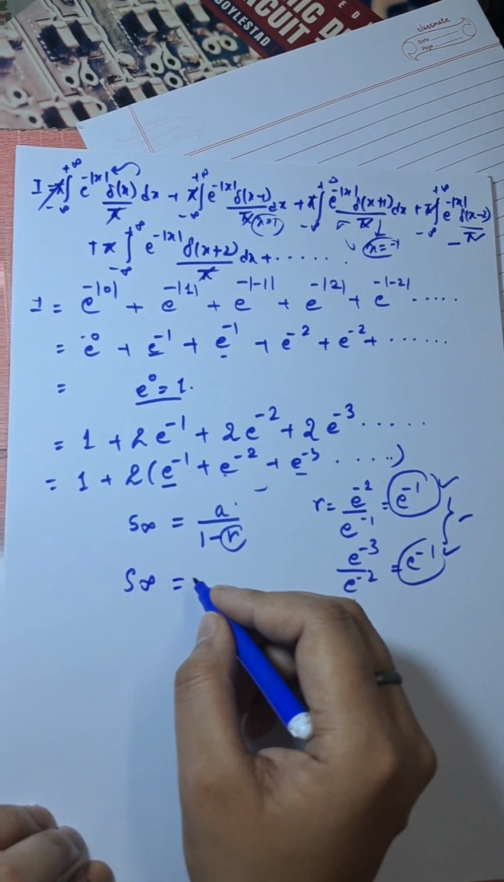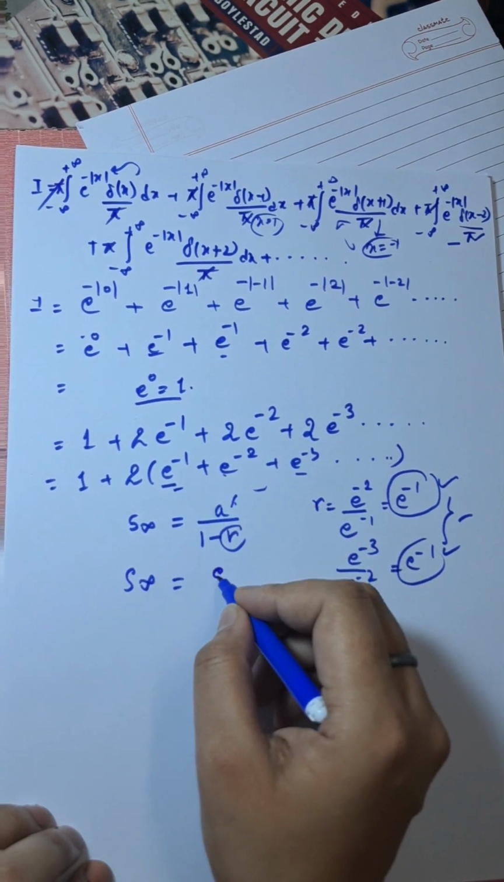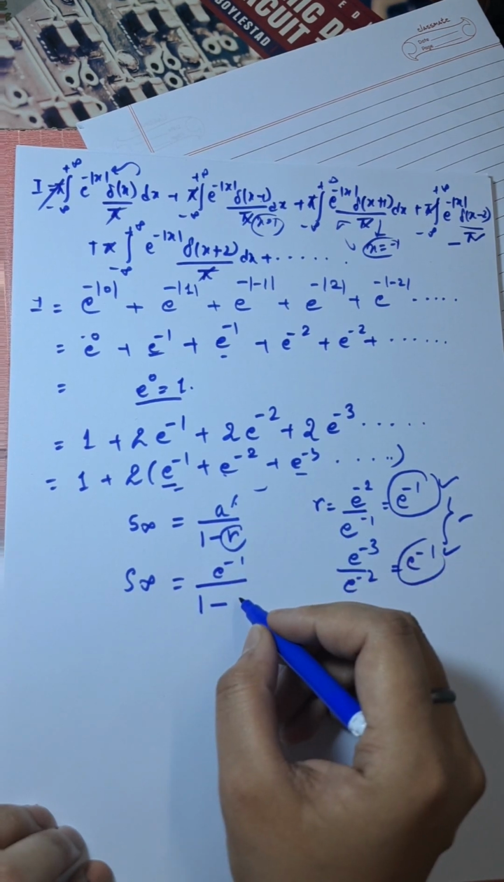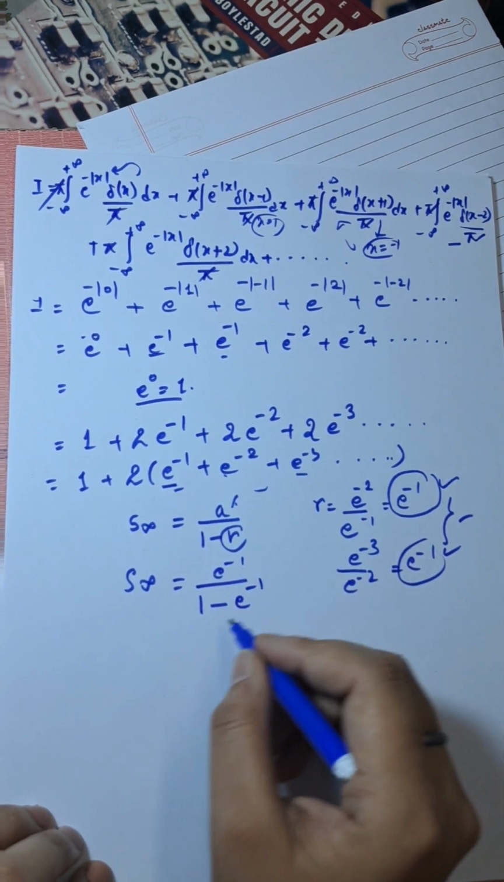So let us find the sum of this infinite series. First term upon 1 minus the ratio, that is e to the power minus 1.